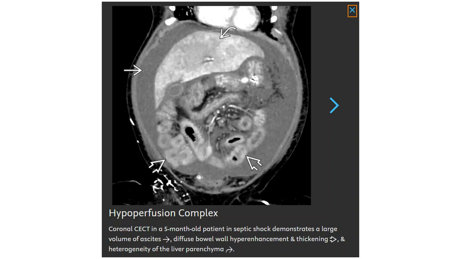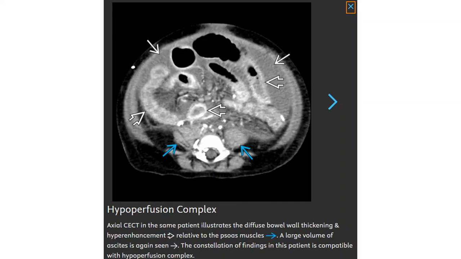This is contrast enhanced CT in a five-month-old patient with septic shock, demonstrating a large volume of ascites, diffuse bowel wall hyperenhancement and thickening, and heterogeneity of liver parenchyma. Contrast enhanced CT in the same patient illustrates the diffuse bowel wall thickening and hyperenhancement relative to the psoas muscle. A large volume of ascites is again seen. The constellation of findings in this patient is compatible with hypoperfusion complex.